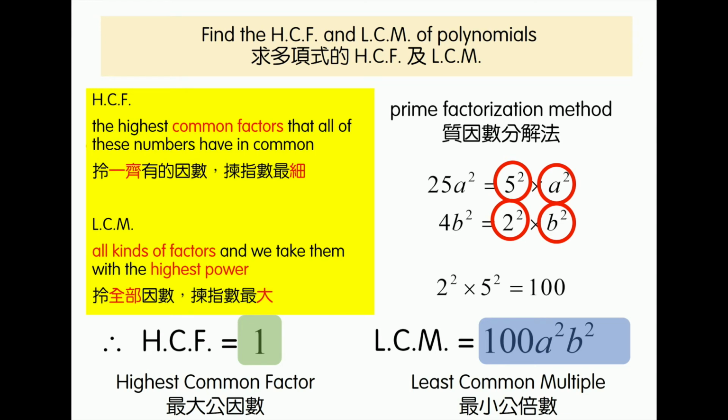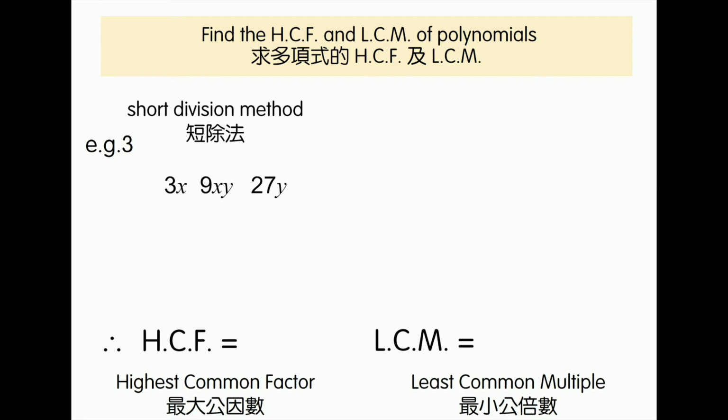Up to this point, you may ask, if the two methods get the same answer, then why do I still need to learn 2 methods? Let me show you with the following example. When we have more than 2 terms to compare, it's much more difficult to use the short division method. If we use the short division method, we first divide everything by 3. So then we have x, 3xy, and 9y. But then we'd be thinking, should we keep on going?